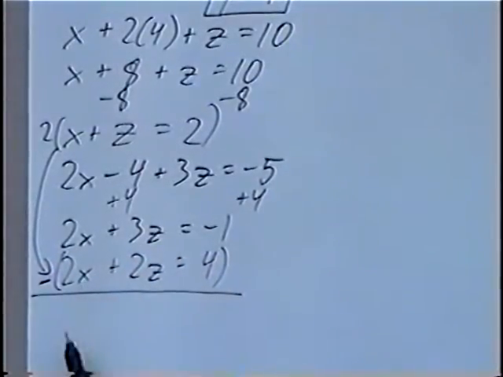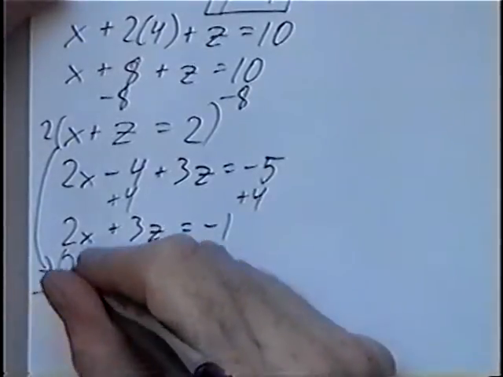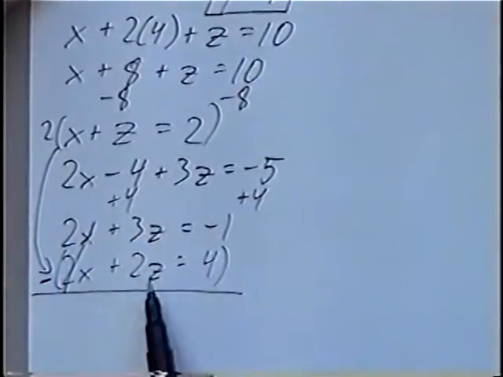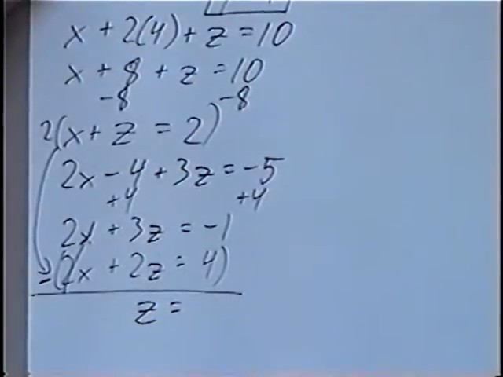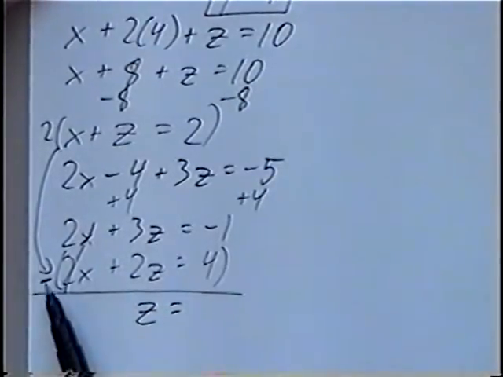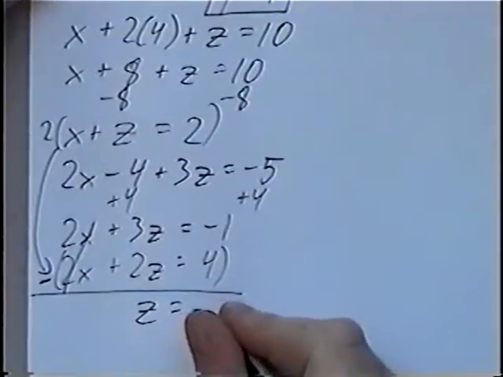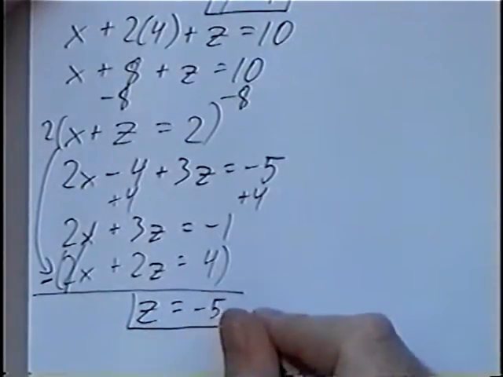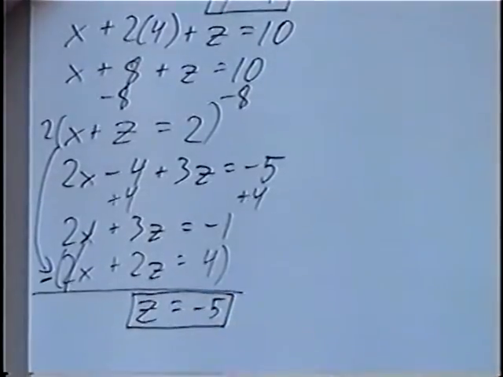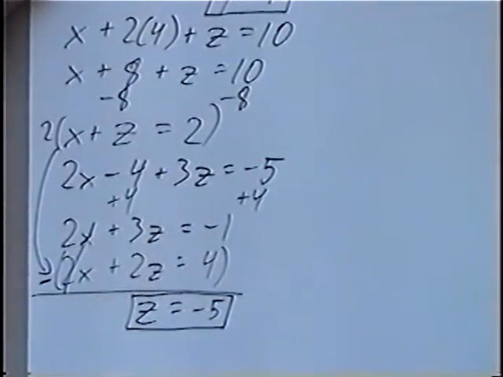So 2x minus 2x would cancel. 3z minus 2z would be 1z, or just z. And negative 1 minus 4 would be negative 5. So our second answer, z equals negative 5. So we have y equals 4 from the original problem, z equals negative 5.